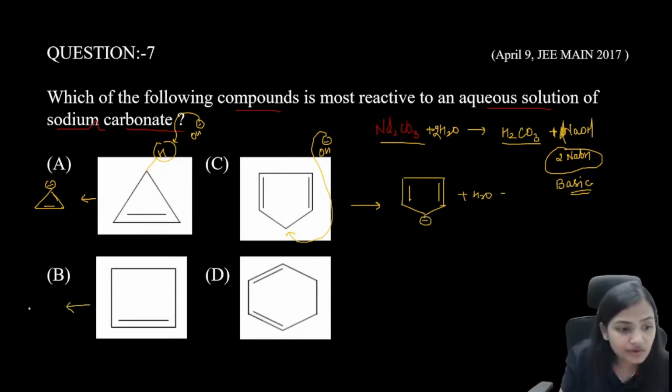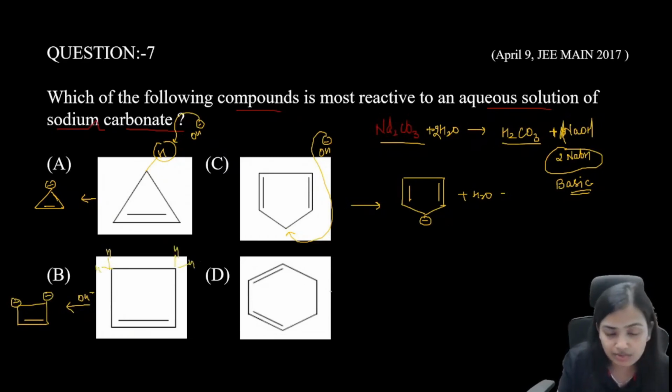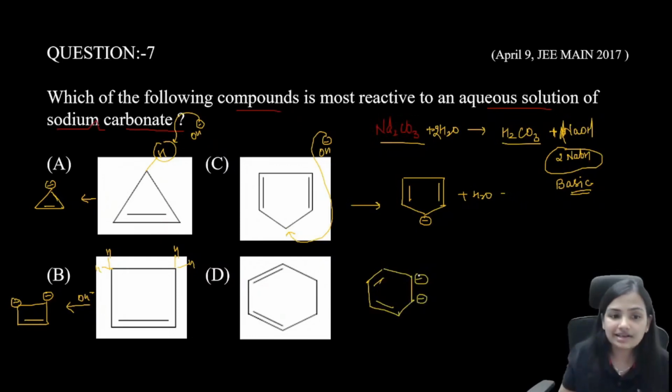From here, if you are treating it with the base, the base can pull the acidic hydrogen, and you can get a negative charge here or here. This could be the conjugate base. This is also an acidic hydrogen, and this can also be the conjugate base. Both possibilities are there. In the case of D, if I do the same, I will get this as negative and this as negative.